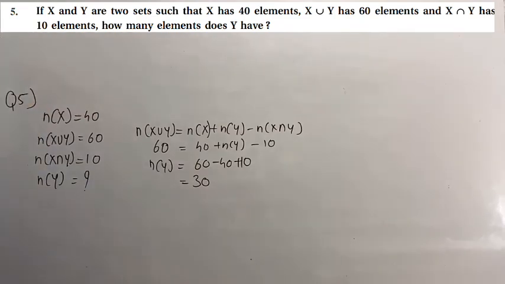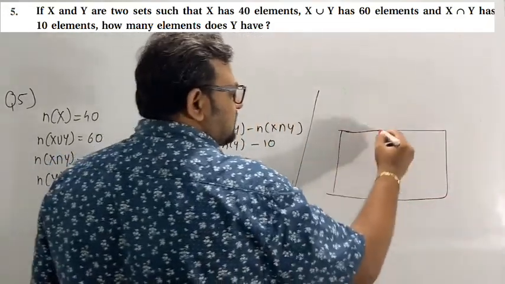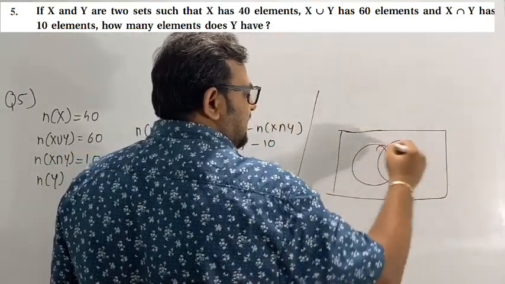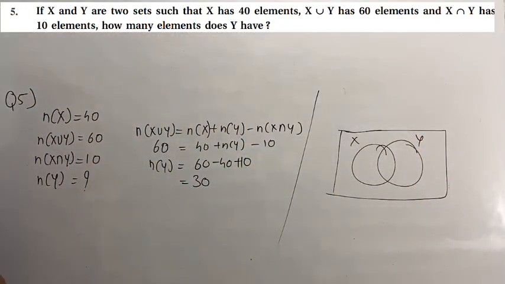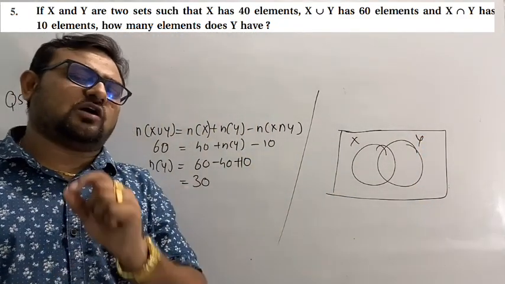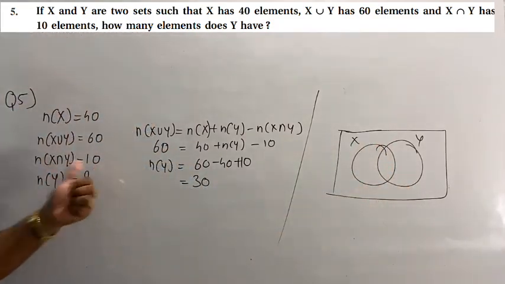Clear? Now if you want to solve this using a Venn diagram, X, Y. Okay, first remember we have to fill the common part first. So what is X intersection Y? 10.